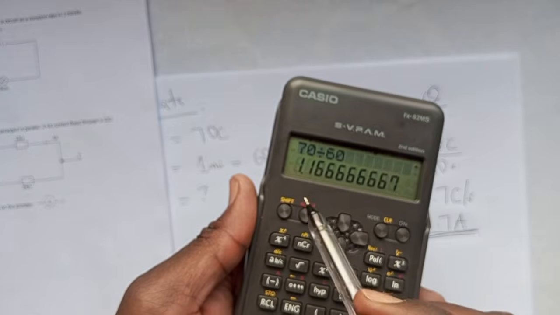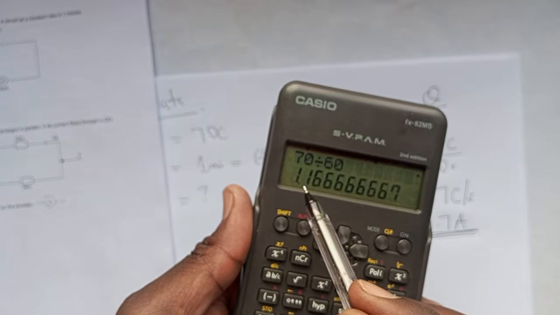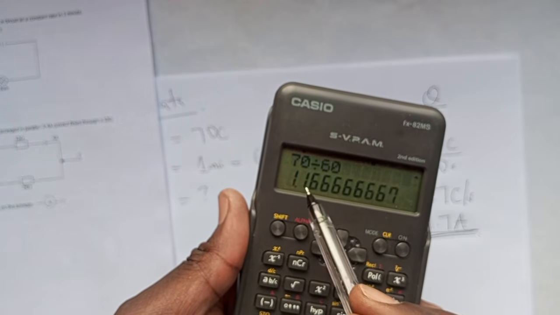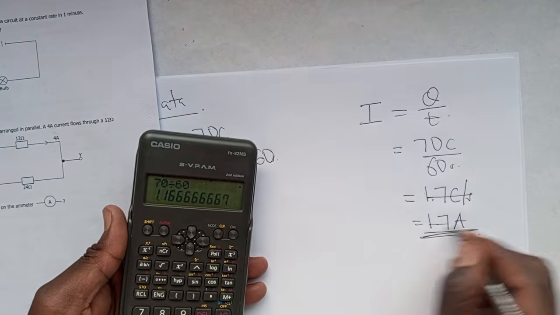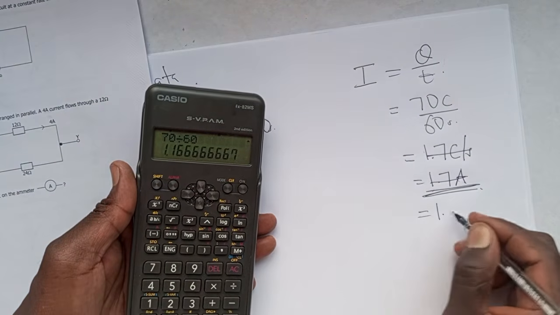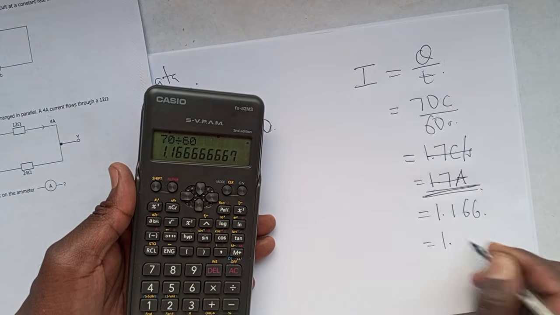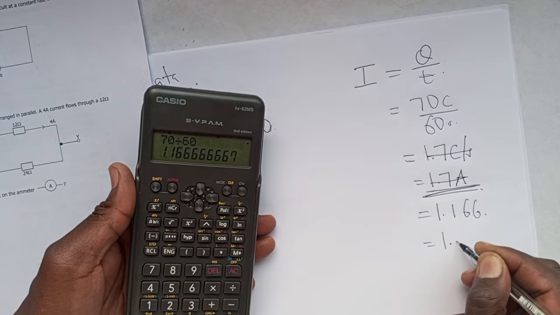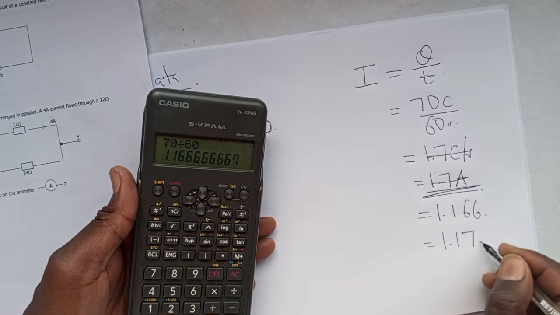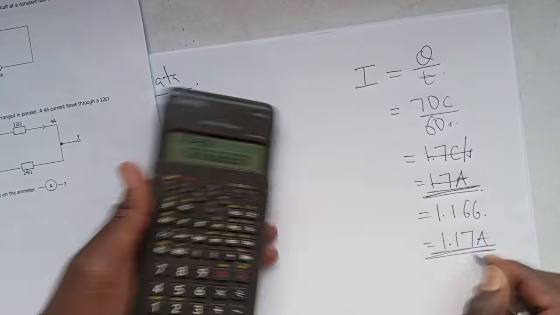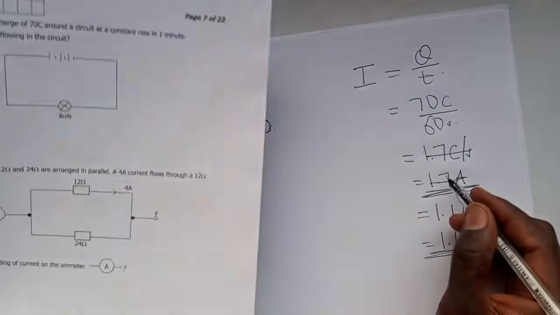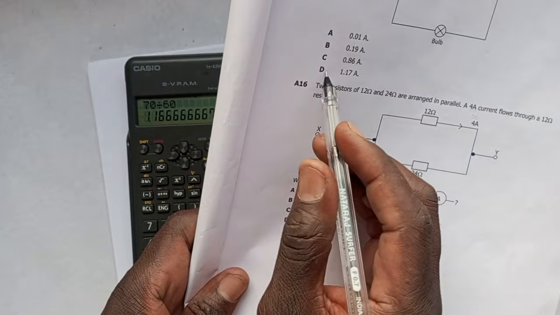I beg your pardon, this is not 1.7 but 1.166, which is the same as 1.2 or 1.17, because we are being guided by what is on the question. I had made a mistake here, I had left a 1 here. So the answer should be D.